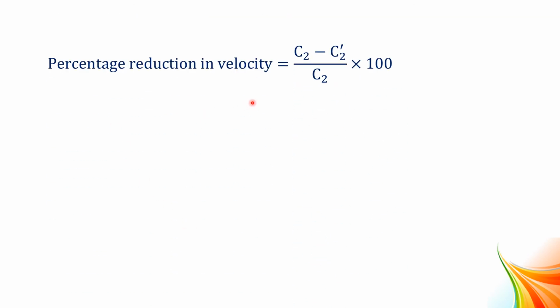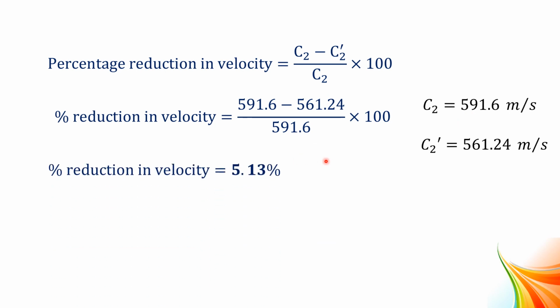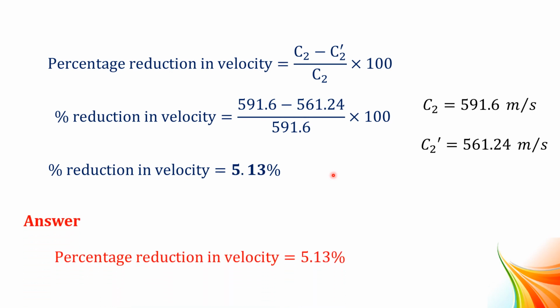Now percentage reduction in velocity equal to C2 minus C2 dash divided by C2 into 100. So C2 and C2 dash value we have calculated. C2 equal to 591.6 meters per second and C2 dash equal to 561.24 meters per second. Substitute these values in this equation. So we get the percentage reduction in velocity equal to 5.13 percentage. So our answer is percentage reduction in velocity equal to 5.13 percentage. Thank you.